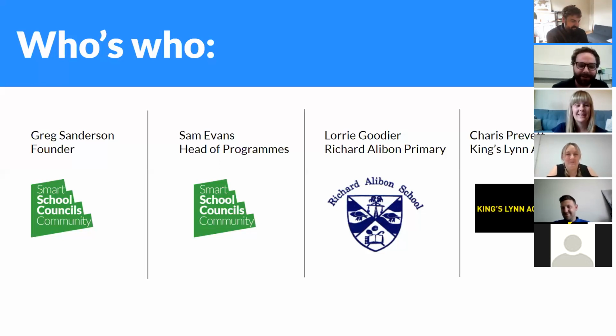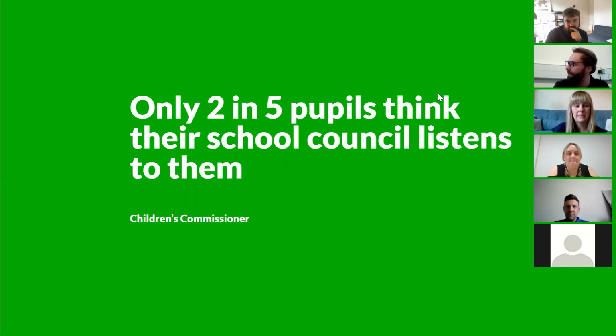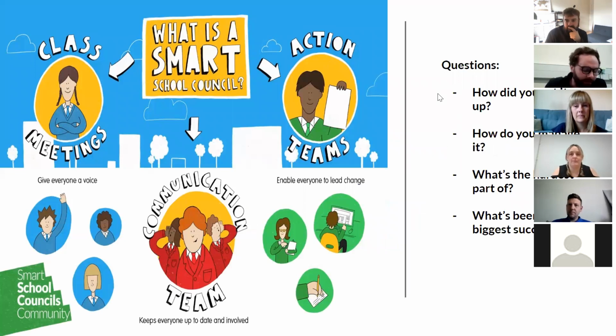All right, thanks guys, that's great. So what we're going to do then, now that we know who we're talking to today, is we're going to look at the structure of the Smart School Council's intervention. And we're going to ask both Charis in the secondary school and Lorrie in the primary school 3 or 4 questions about each section of the model. So for those of us who need a bit of a refresher, if you can see my screen, you'll see the entirety of our intervention in its 3 composite parts: the class meetings, the communication team, and the action teams. And we're going to ask these questions of each one of those 3 segments.